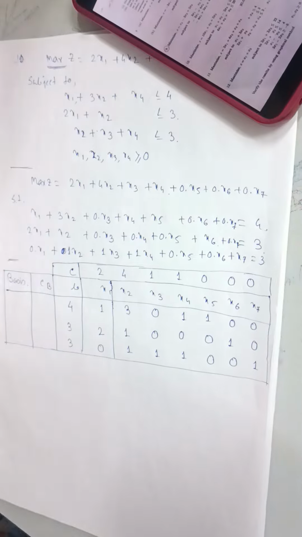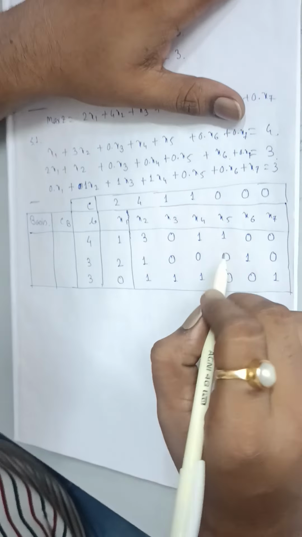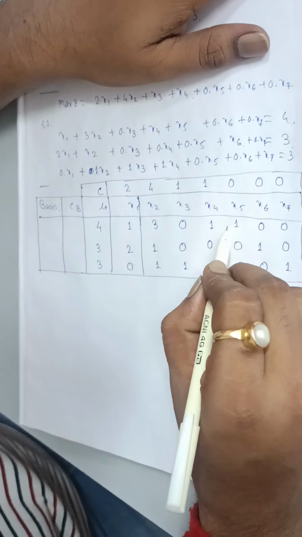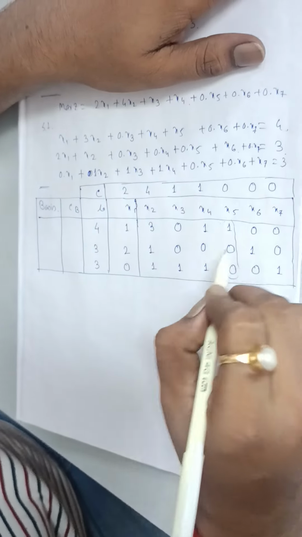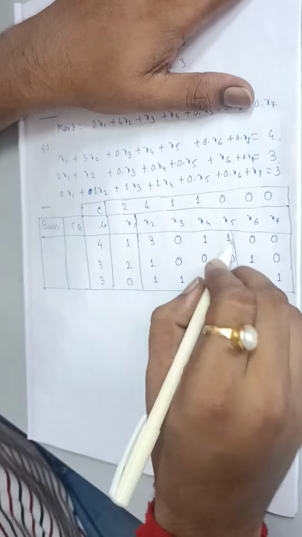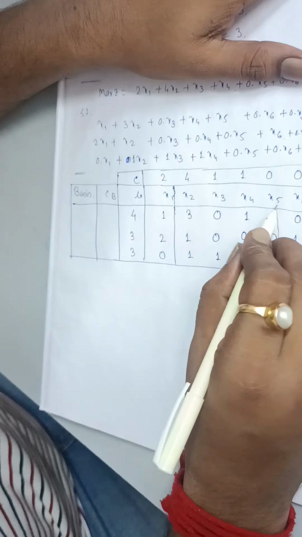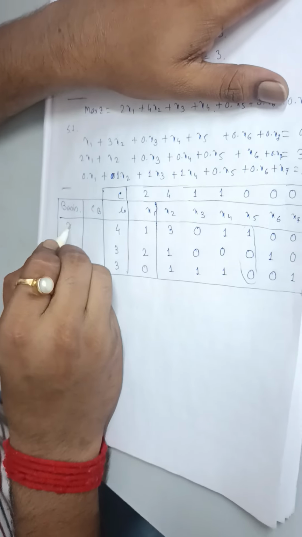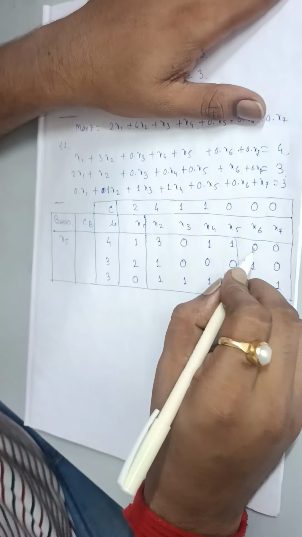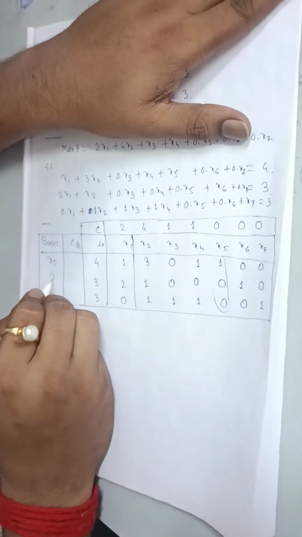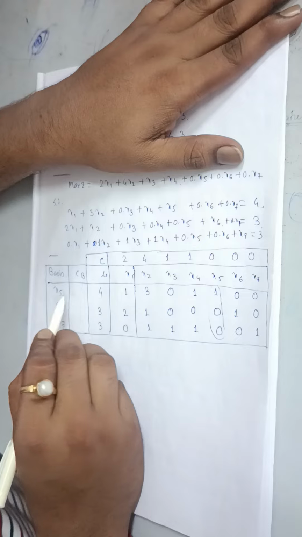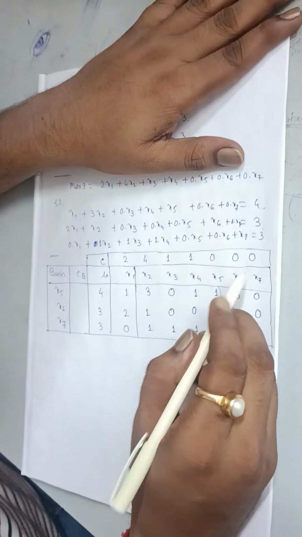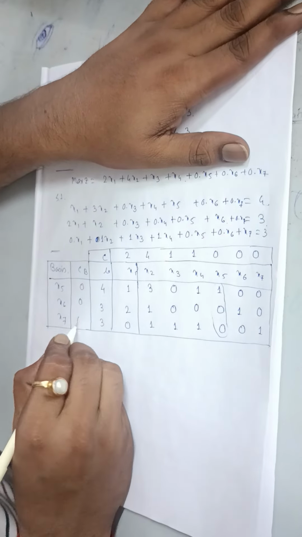So this is my table. These are the variables. Now if you look over here, you can see the first basis vector is denoted by x5. The second one, 0, 1, 0, is simply x6, and the third one, 0, 0, 1, is x7. Corresponding to these basis variables, the C_B values are 0, 0 and 0.